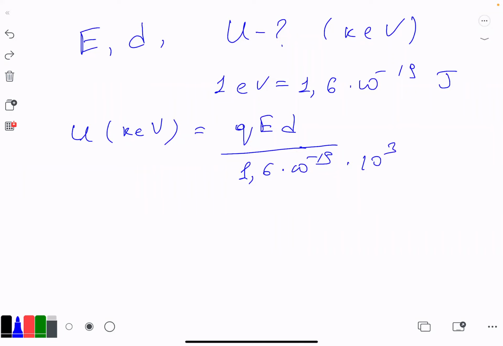Is that correct? Okay. So that means this Q itself is equal to 1.6 times 10 to the power of minus 19, right? So we can cancel this one with this Q. You will end up with E D times 10 to the power of 3. Okay, and that will give you the energy in kilo electron volts. Correct? Okay, so that's it.